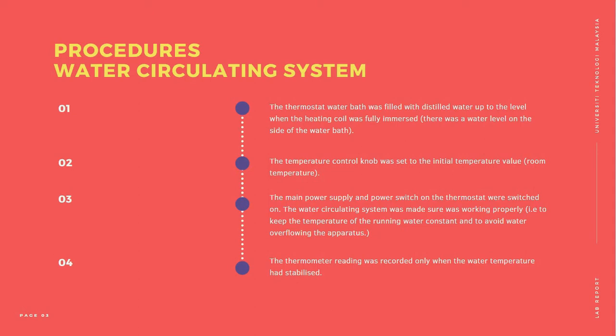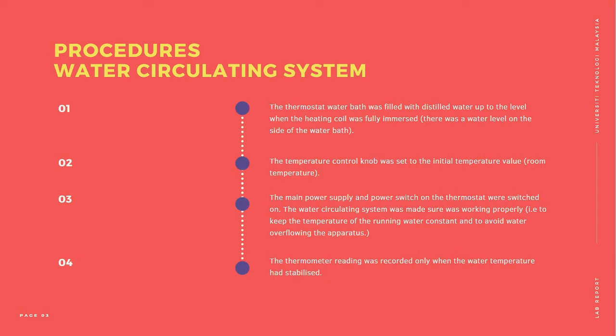The first part was the water circulating system. We needed to make sure that the water circulating system was working properly before jumping into the other parts of the experiment. Firstly, we filled the thermostat water bath with distilled water until the heating coil was fully immersed. Then we turned the temperature control knob to set it to the initial temperature value, which is the room temperature. After that, we switched on the main power supply and power switch on the thermostat. And lastly, we recorded the thermometer reading when the temperature had stabilized.